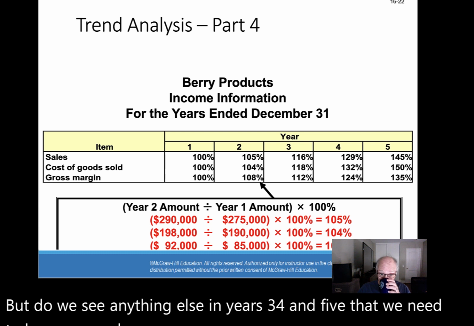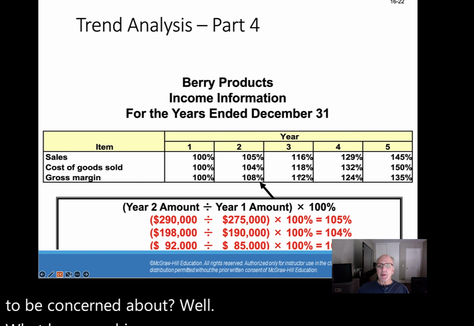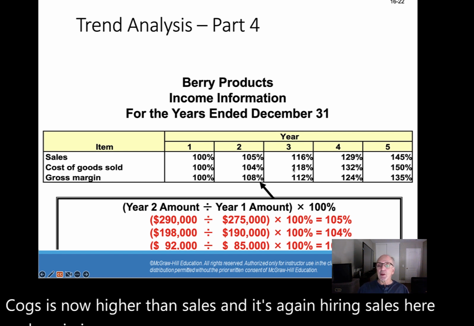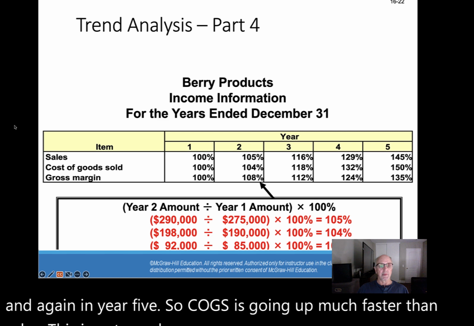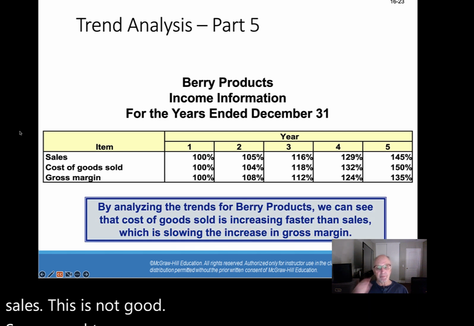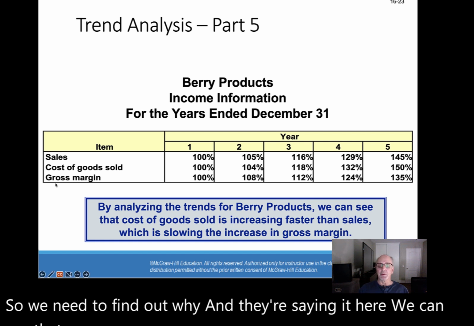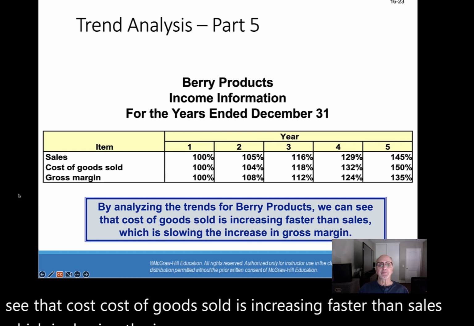Well, what happened in year 3? COGS is now higher than sales. And it's again higher than sales here. And again in year 5. So COGS is going up much faster than sales. This is not good. So we need to find out why. And they're saying it here. We can see that cost of goods sold is increasing faster than sales, which is slowing the increase, obviously, in gross margin.